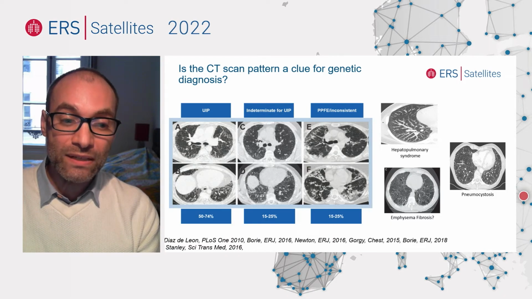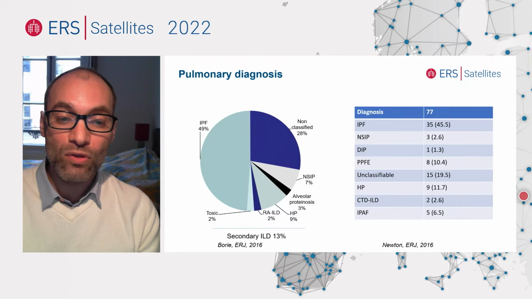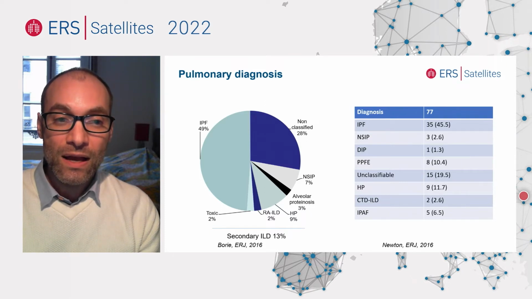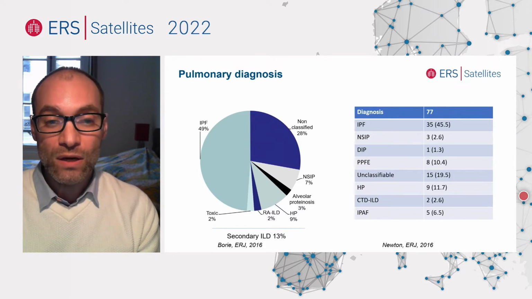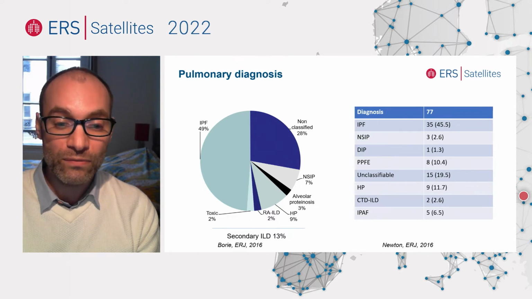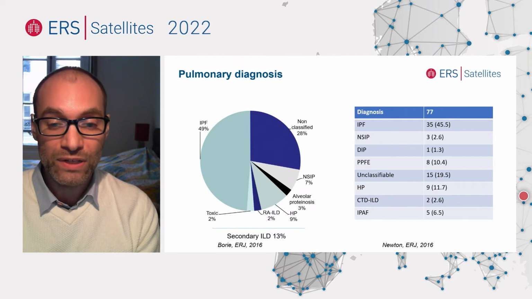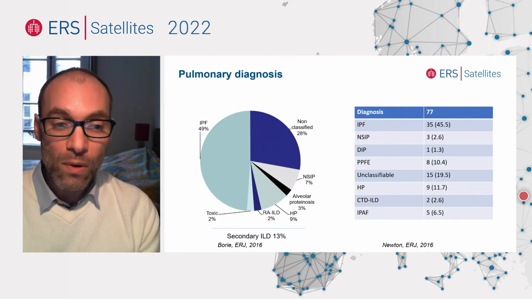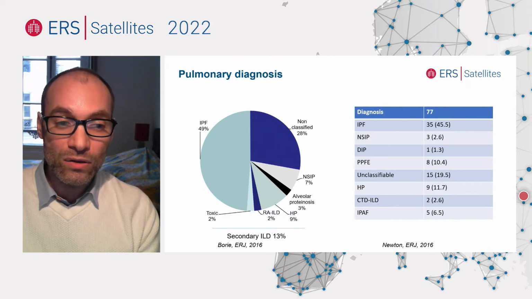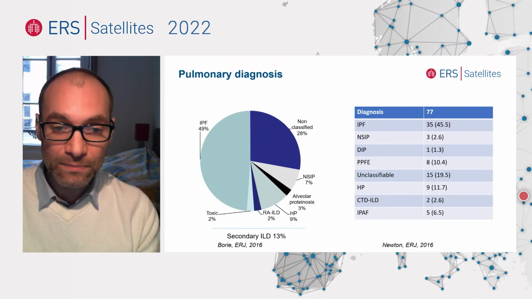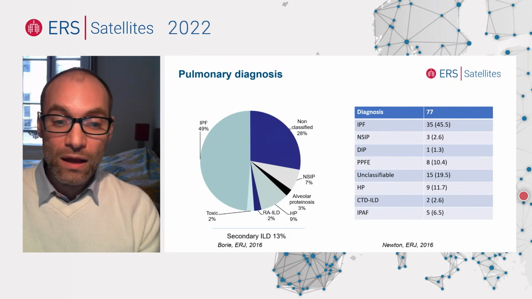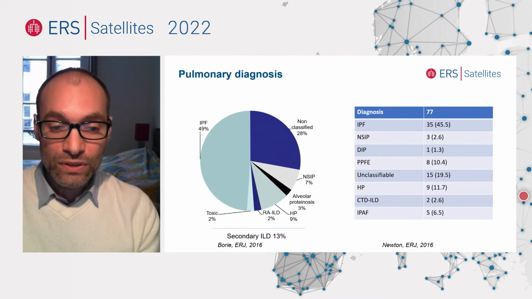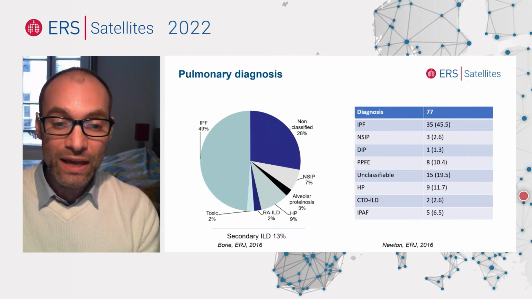So the CT scan pattern usually doesn't help for the genetic analysis. And what about the pulmonary diagnosis? For most of the patients, it doesn't help either. In these two cohorts, one from France, one from America, from the Christine Garcia lab, about half of the patients had an IPF diagnosis at that time. And interestingly, 10% of the patients had a secondary ILD, CTD-ILD, or hypersensitivity pneumonitis.